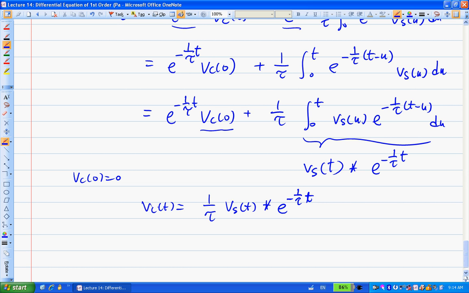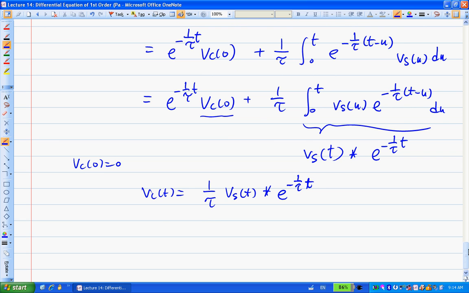So in other words, what is the impulse response of the system? If I give you this one here, what's the impulse response of the system? h of t equals what? The impulse response of the system is h of t equals 1 over tau multiplied by this guy here. That's it. That's the impulse response of the system.